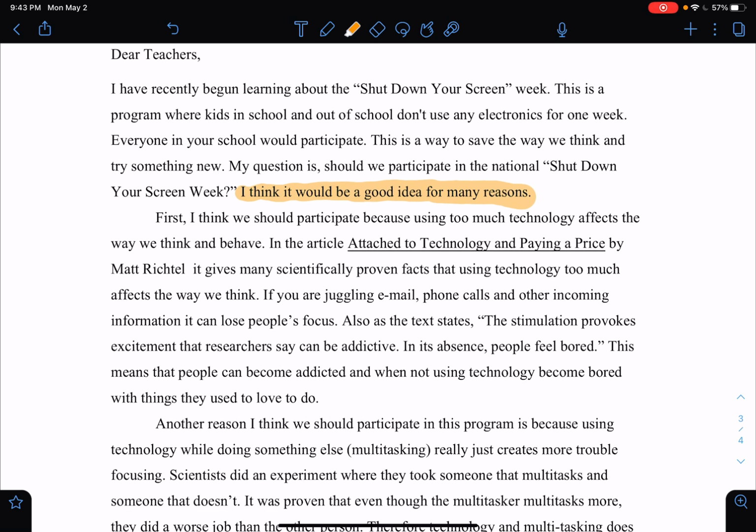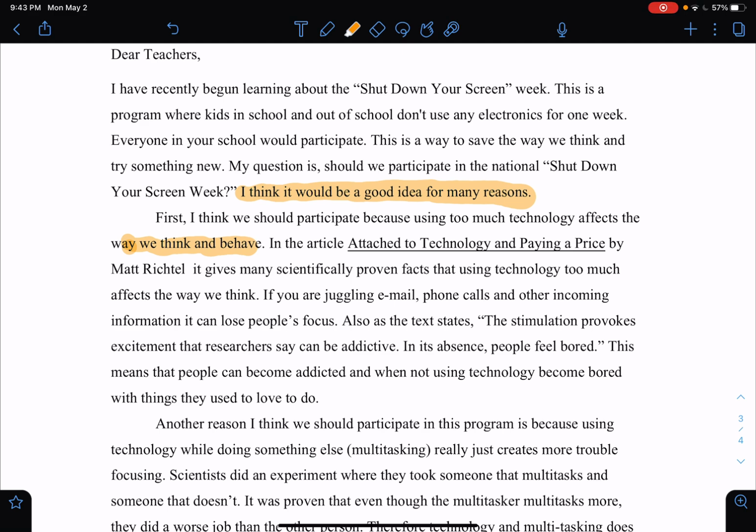First, I think we should participate because using too much technology affects the way we think and behave. So that's their claim again, their thesis statement, with their first reason, because it impacts the way we think and behave. And then this person cites their source. In the article, Attached to Technology and Paying a Price by Matt Richtel, it gives many scientific proven facts that using technology too much affects the way we think.